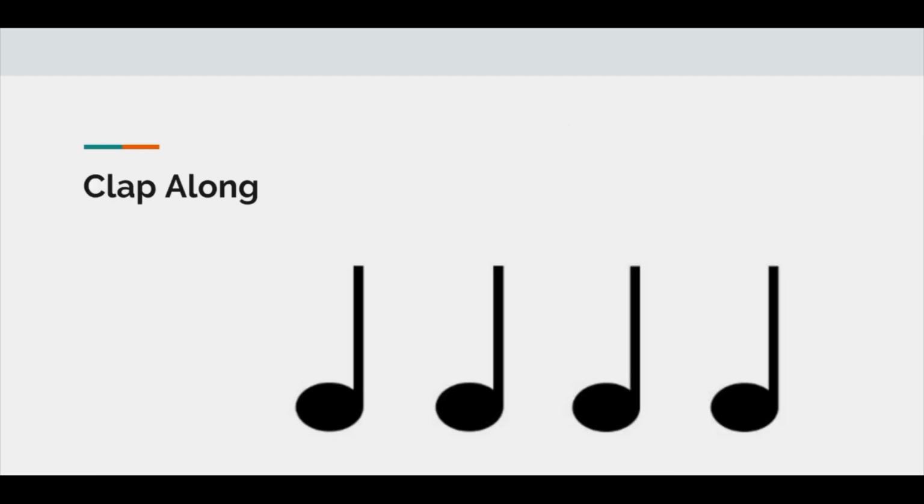So first you have quarter notes, and remember the quarter notes take up one full beat. So that if you were to clap along, it would sound like this. 1, 2, 3, 4. 1, 2, 3, 4.